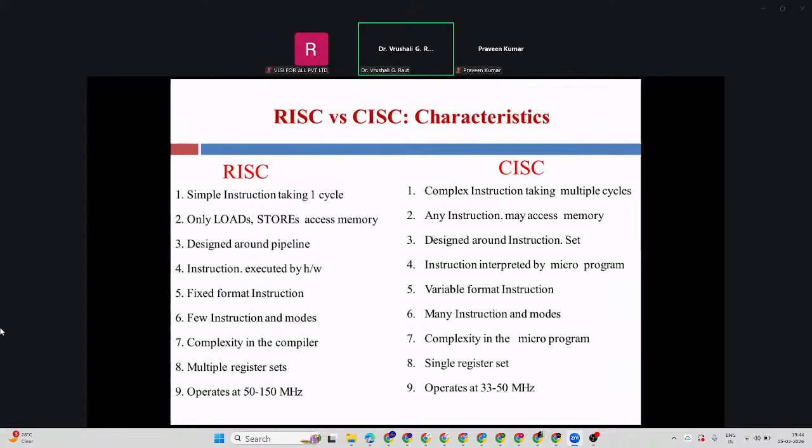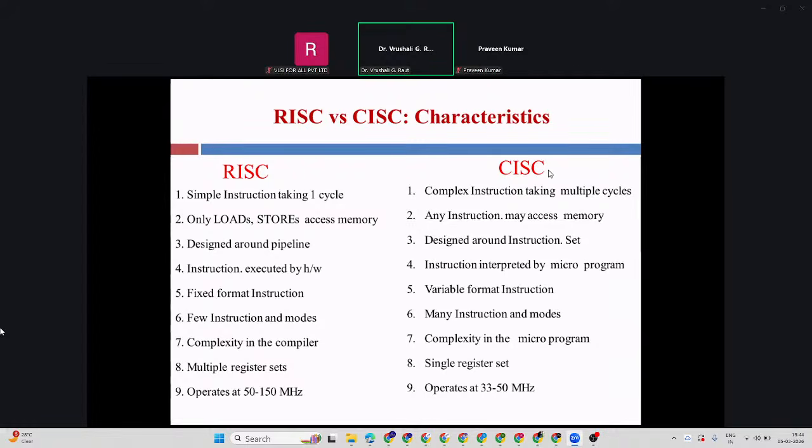Then again, the same slide with more points I am putting here. This was there in 8051 also. What is it? RISC and CISC comparison. Try to understand what the characteristics of RISC and CISC microcontrollers are. You very well know what RISC is: reduced instruction set controller, and this is complex instruction set. Now look here. When I say reduced instruction set, how are the instructions? Simple instructions, and they are getting executed in one cycle.